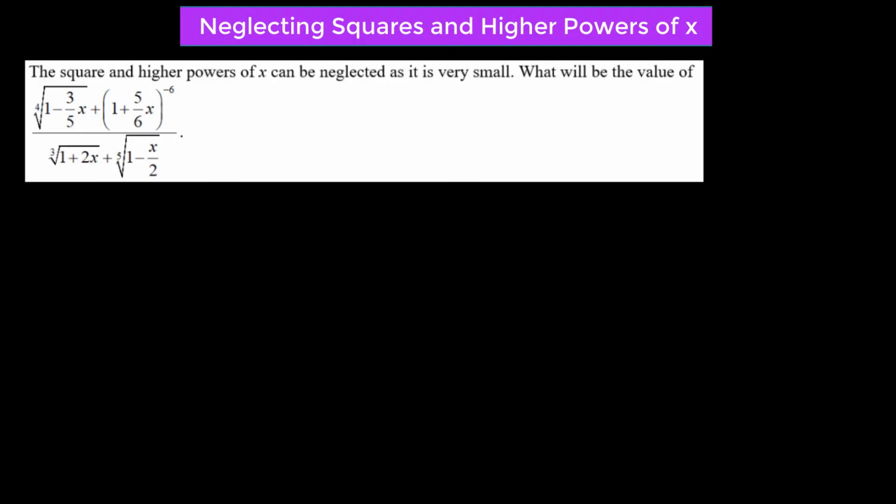In this question, we have to find the value of the given expression. And the condition here allows us to neglect the squares and the higher powers of x. So let us begin term by term. So we take the first one, which is the fourth root of 1 minus 3 over 5 times x.